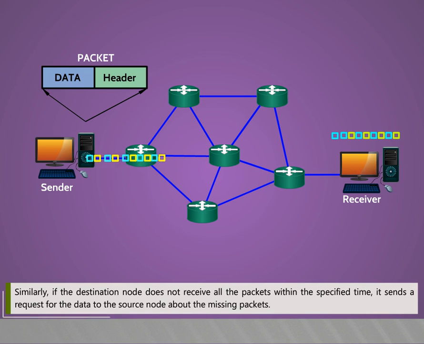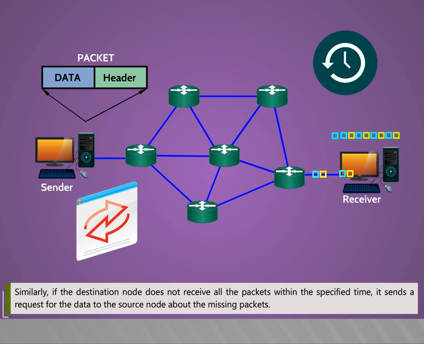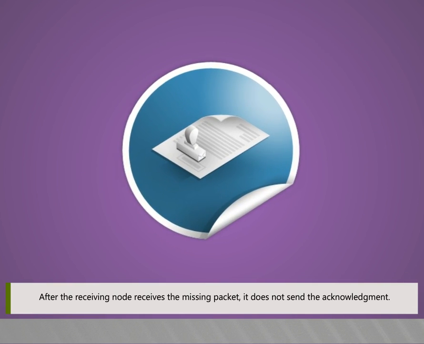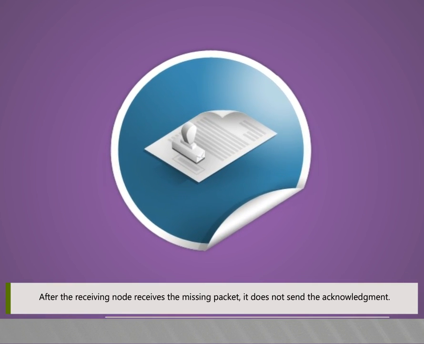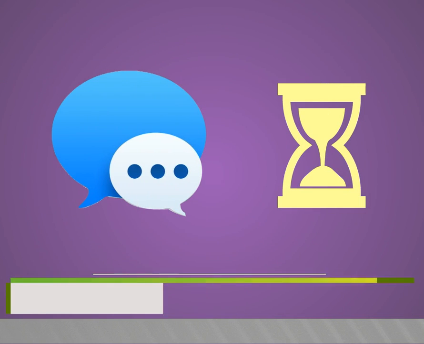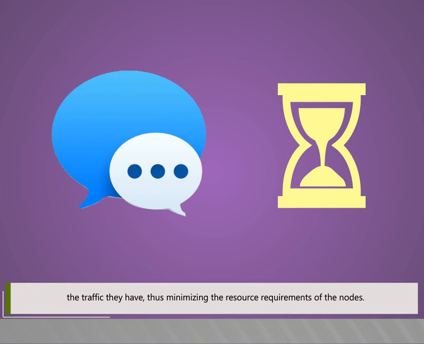Similarly, if the destination node does not receive all the packets within the specified time, it sends a request for the data to the source node about the missing packets. After the receiving node receives the missing packet, it does not send the acknowledgement. The packet switching technique allows the switching nodes to transmit the packets without waiting for a complete message and also allows them to adjust the traffic they have, thus minimizing the resource requirement of the nodes.